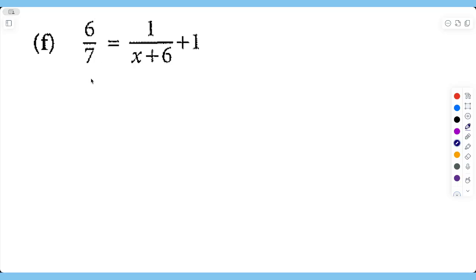Left side is 6 over 7, and the right side, we need to make this into one single fraction. You can view it as 1 over x plus 6, and this 1 whole, we have to make it with the denominator 6 plus x. Hence the numerator will be 6 plus x. This expression here is actually equals to 1 whole, because when we cancel the numerator, the denominator is equals to 1.